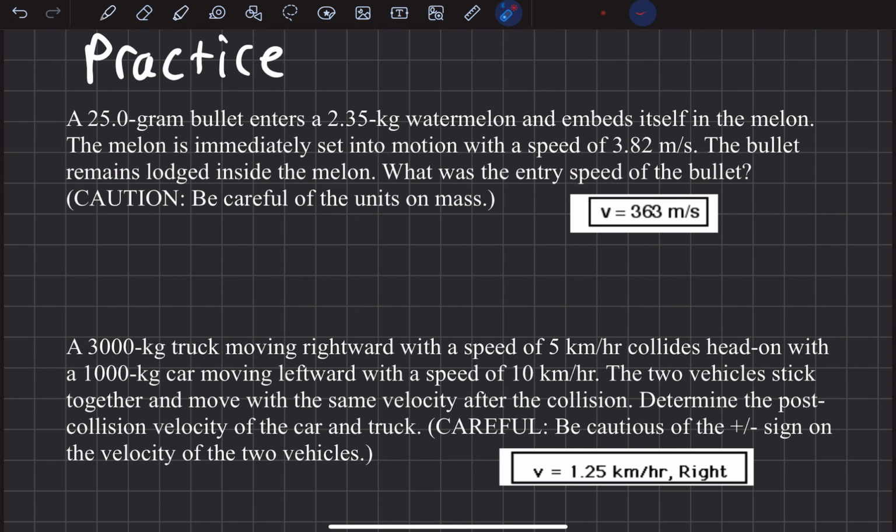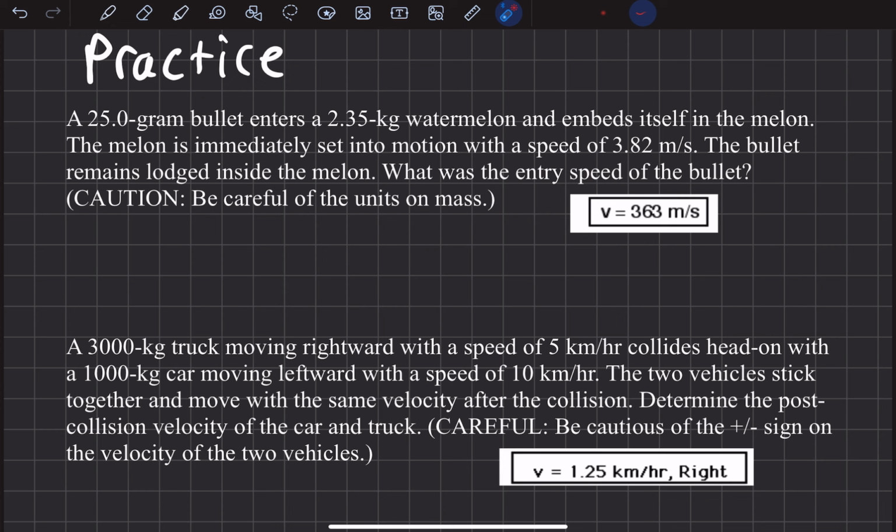Here are two practice problems. The first practice problem, you have a 25-gram bullet entering a 2.35 kilogram watermelon and embeds itself into the melon. This keyword here, embeds itself, essentially means that this bullet is going to stick into the watermelon and make them essentially one object with a combined mass. So this is a perfectly inelastic collision. The melon is set immediately into motion with a speed of 3.82 meters per second. The bullet remains lodged inside the melon. What is the entry speed of the bullet?